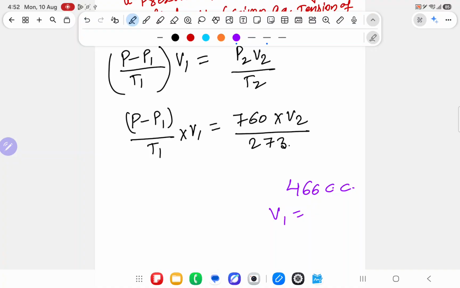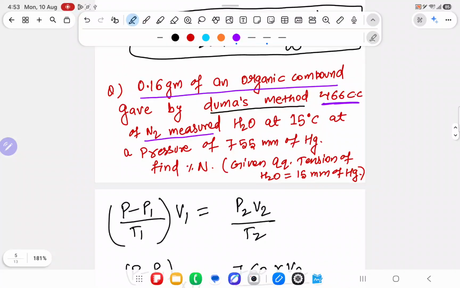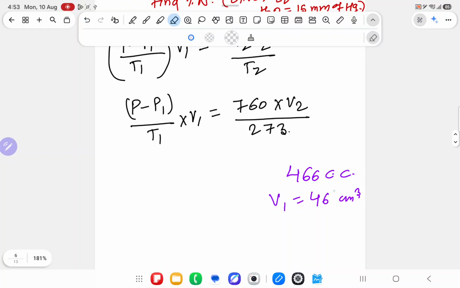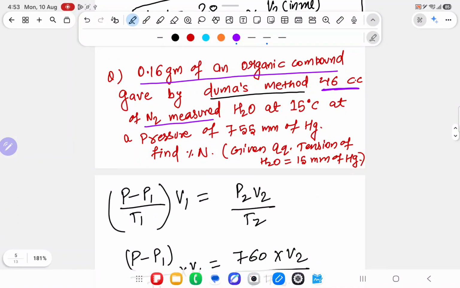Understanding the point or not? Yes, sir. Understanding, sir, what you are saying. They have given V1 as 466 centimeter cube. Volume already given. To make this calculation easy, I will change 466 to 46. That much calculation why we will do. Just digit changing, don't worry about it. The 46 centimeter cube volume V1 is given.